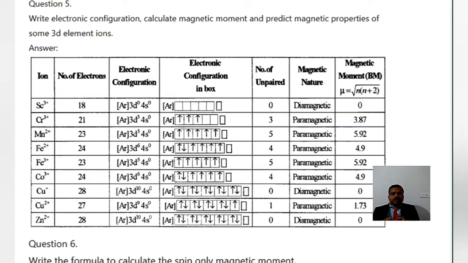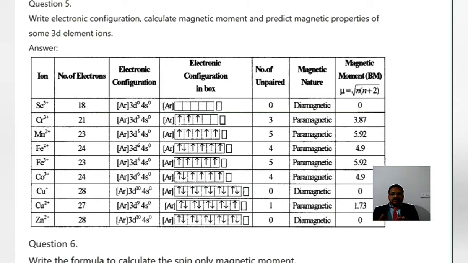In the case of chromium 3 plus, the new outermost electronic configuration is 3d3 4s0. That means there are 3 unpaired electrons in the d orbital, and thereby the magnetic moment is square root of 3 into 3 plus 2. And since 3 unpaired electrons are there, it is paramagnetic in nature.